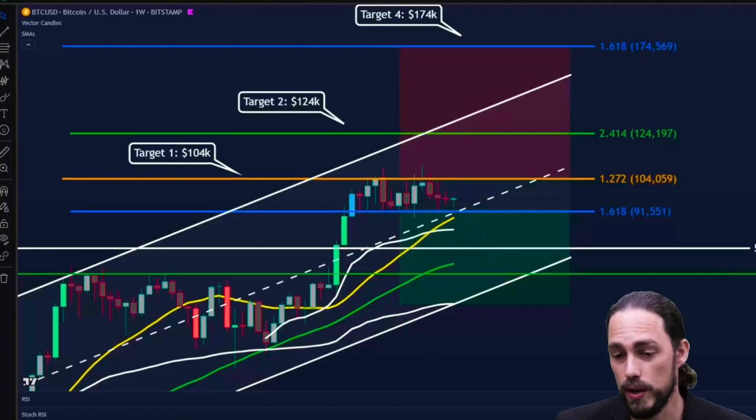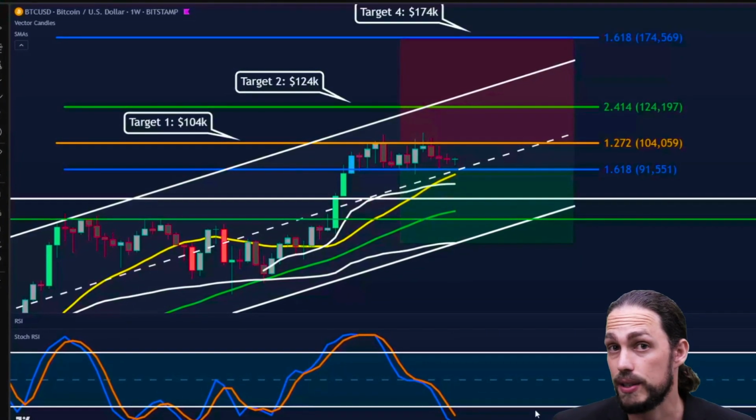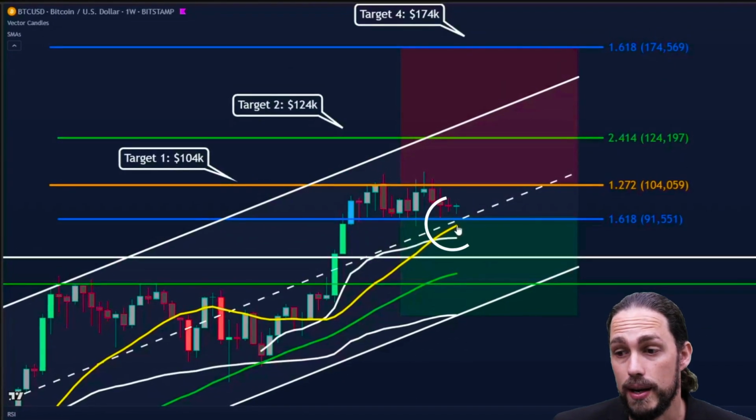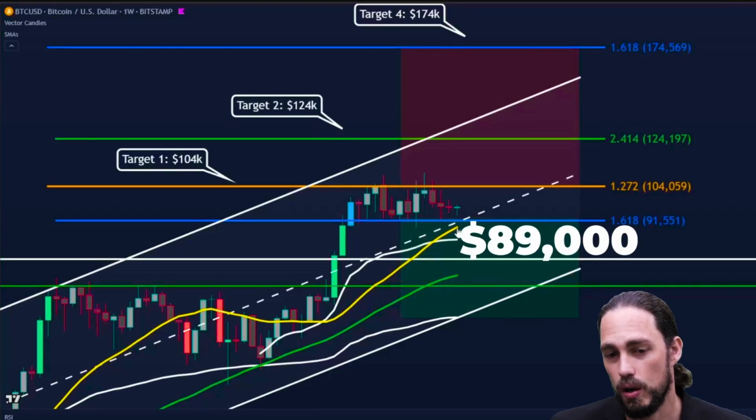Now, if we break the $91,500 with this momentum to the downside that we can see clearly presented here on the stochastics RSI, the next line of defense will be the 21 SMA, and that is currently sitting at roughly about $89,000. Give or take.